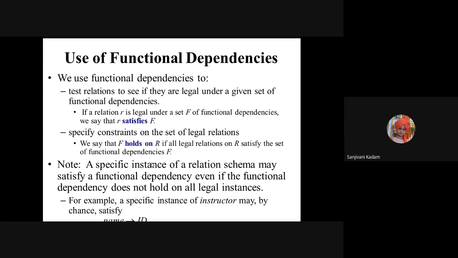So legal relations, first thing, all attributes should be in atomic domain. So if a relation is legal under a set of functional dependencies, we say that R satisfies F. And next, uses specify constraints on the set of legal relations. So legal relations, we say that F holds on R if all legal relations on R satisfy the set of functional dependencies F.